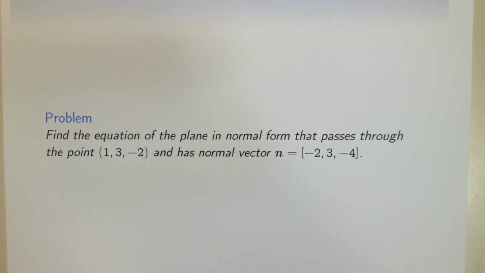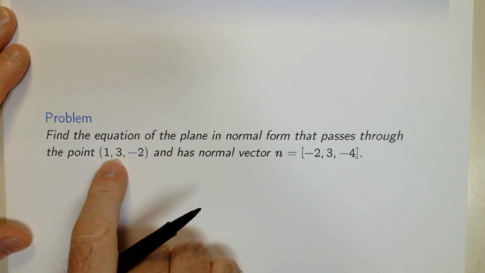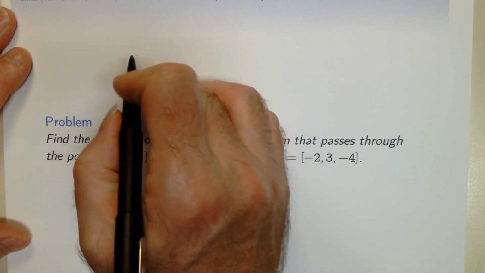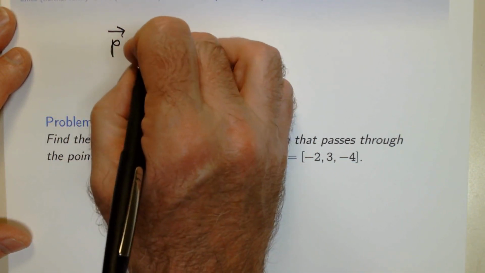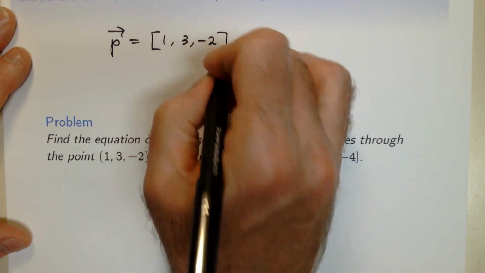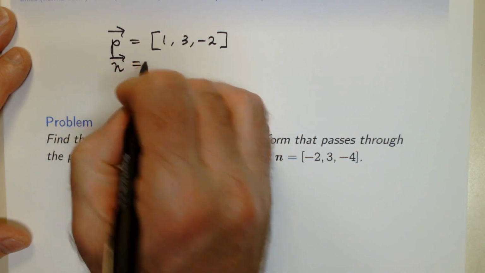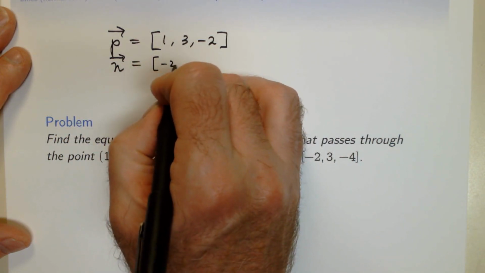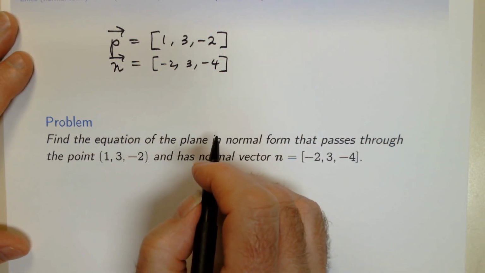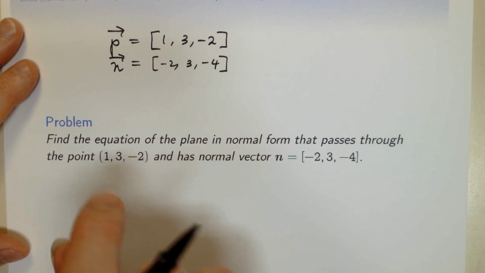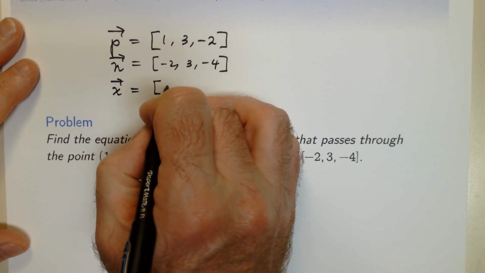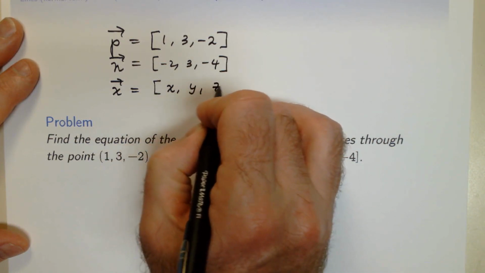Now, let's just write down some information here. We're going to think of the vector that starts at the origin and terminates at this point. We're going to call that vector p. So let's think of p as the vector with components 1, 3, and negative 2. We have our normal vector, negative 2, 3, negative 4. And we want to identify a generic vector that's going to sit on this plane. So let's call that vector x. And let's say its components are x, y, and z.